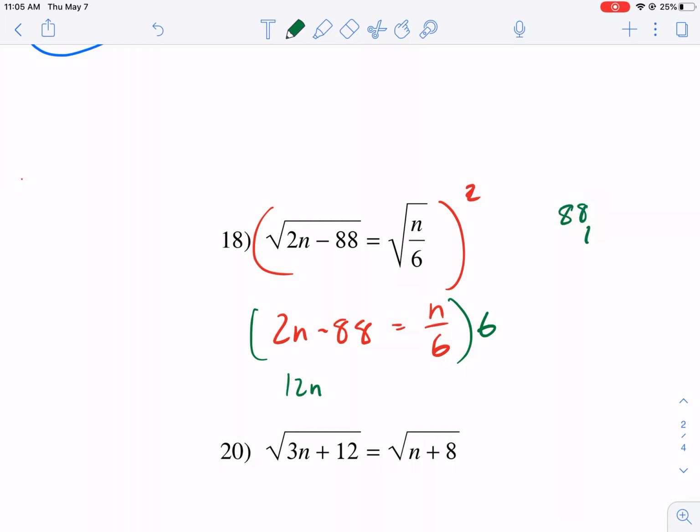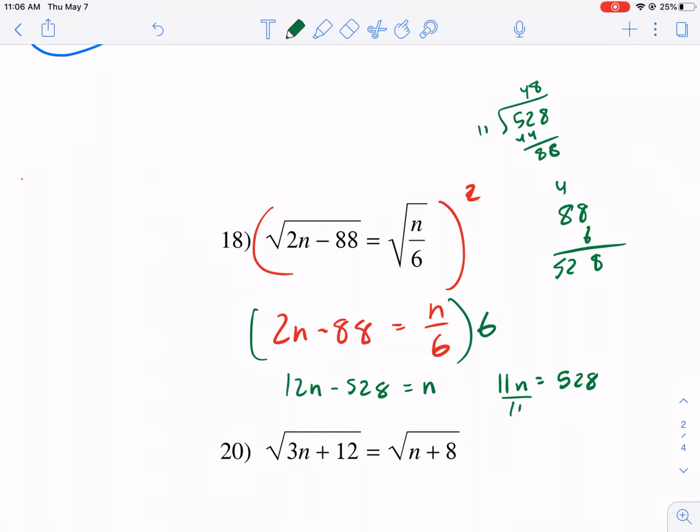Once you multiply by 6, you get 12n. I need to do 88 times 6 real quick. I don't have a calculator with me, but it's okay. 48 plus 4 is 52. So I get 528 equals n. I'm going to subtract n from both sides. I get 11n equals 528. Still don't have a calculator with me, so I divide by 11. That goes in 4 times. That's 44. That's 8. I get 88. That's 48. So I divide both sides by 11. I get n equals 48.